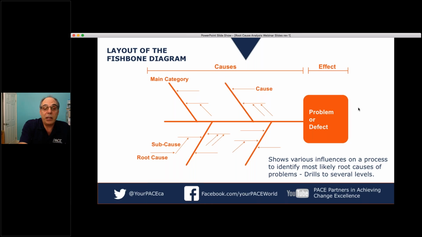Now, you're going to be asking why several times, and you can get a lot of lines in there, but it's quite visual and it reads like a story, so that the root cause causes the sub cause, which causes the cause, which eventually causes your main problem. That's kind of how you read these things.